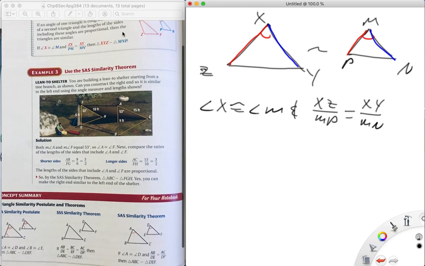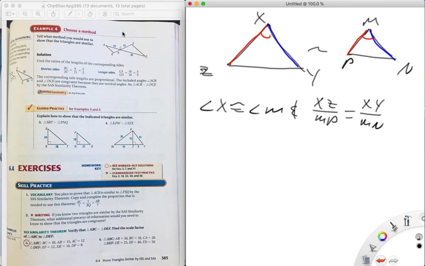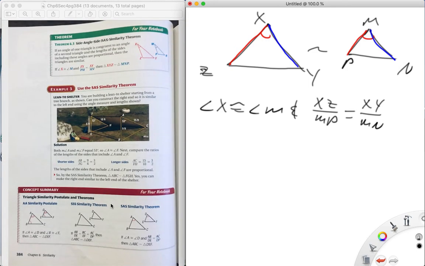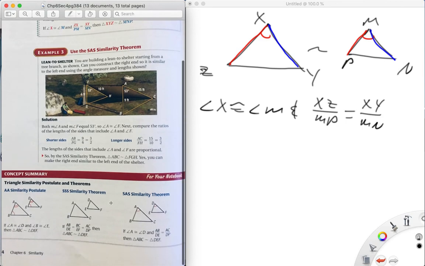Okay, so these are the three theorems and or postulates that we've done in the past two sections. Side, side, side, where all three sides have to be proportional. Angle, angle, at least two have to be the same or congruent. Side, angle, side, two sides are proportional, and then the angle included with those sides has to be congruent.